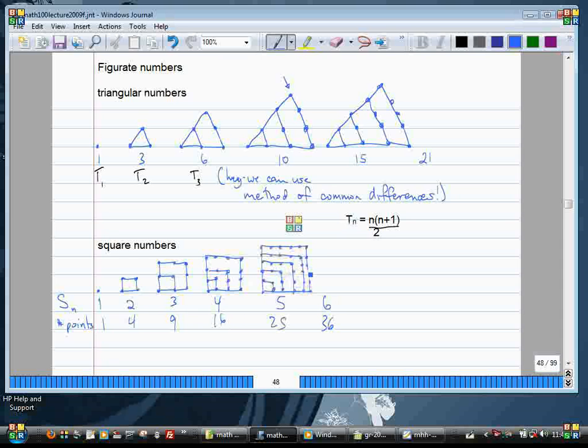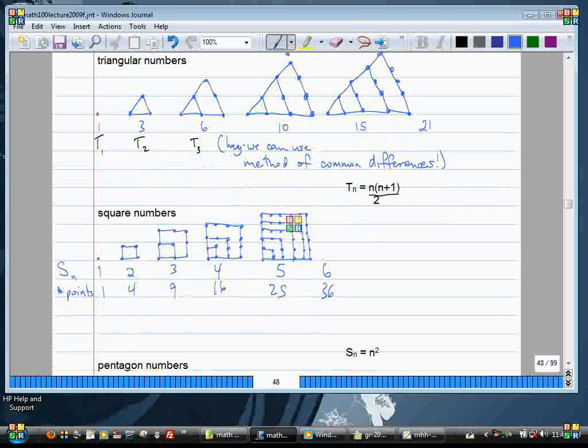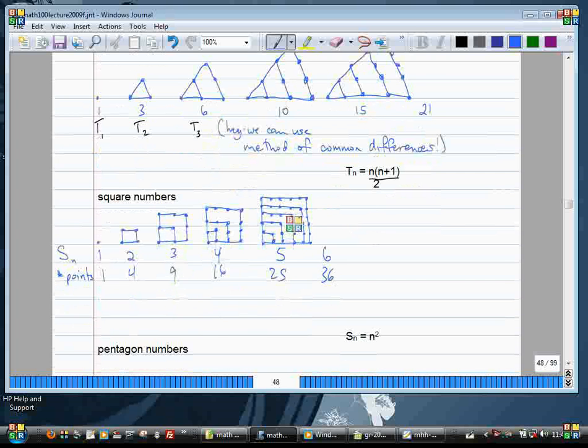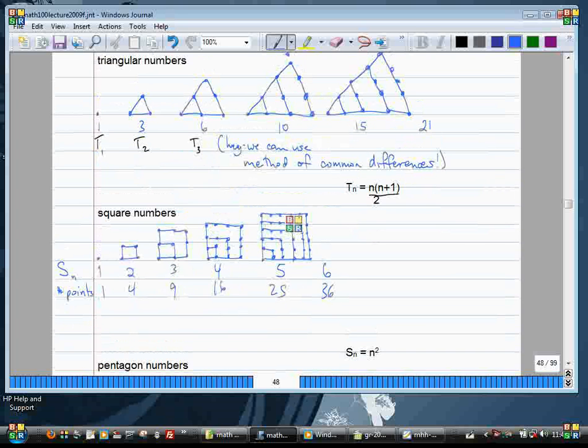Okay. So there you go. So very clearly, if you want to know the number of dots in the nth square, it's just n squared. I bet that one you'll be able to remember.